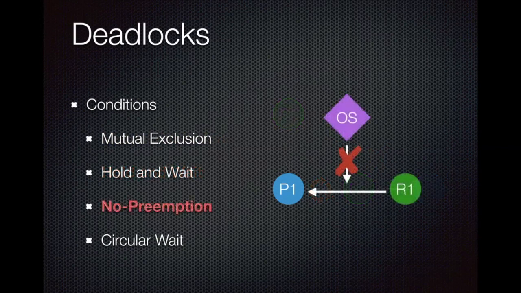Another key piece is no preemption. When you hear about preemptive operating systems, like I mentioned back with Mac OS, that is basically the concept that the operating system has the authority, the power, to stop a process or to remove a resource from a process. With a no preemption policy, process one can hold on to resource one as long as it wants, and the operating system has no ability to stop that.